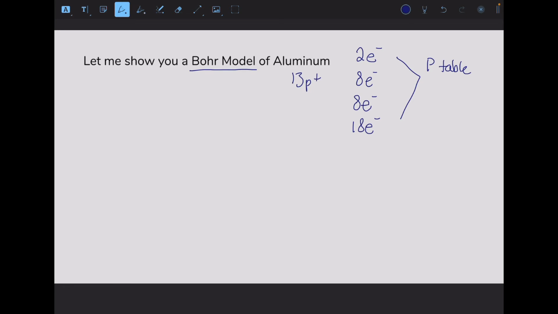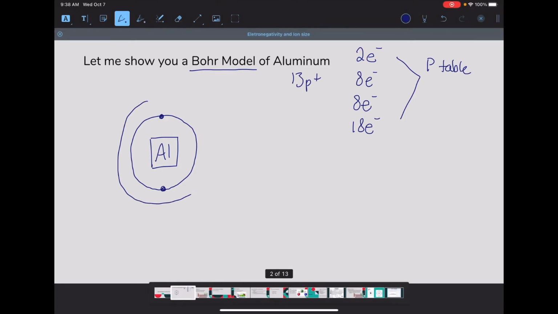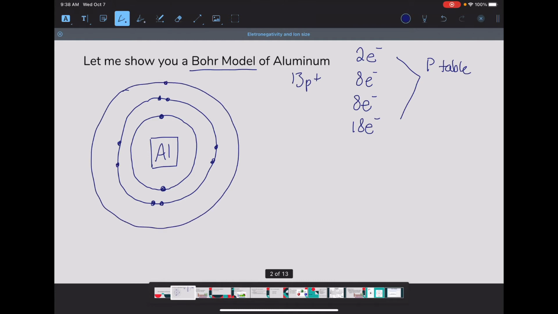So I'm going to go ahead and write my nucleus here. I'm just going to box it in. I don't want to have to draw all of my protons out right now. But I'm going to go ahead and draw my first ring around my nucleus, and I'm going to put 2 electrons on it. And then my second will have 8, and I'm going to double them up like this. And then my third will have 3 to get me to 13.